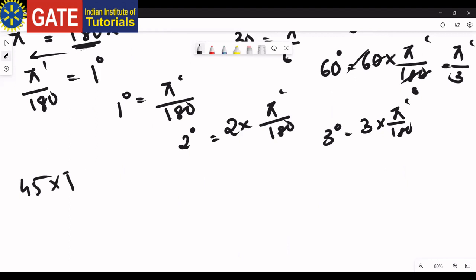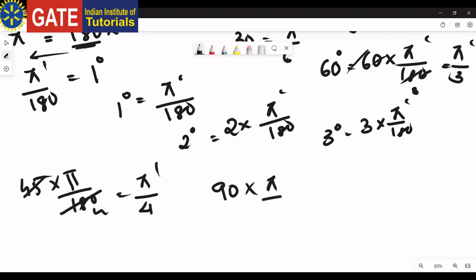45 into pi by 180. So this 180 and 45 get cancelled with 9, right? Or you can cancel it with 45 itself. 45 into 2 is 90, so 45 into 4 will be 180. So it will be nothing but pi by 4 radians. Got it? Similarly, for 90 degree, it will be 90 into pi by 180. In this case, cancel that, it will be pi by 2 radians. Got it? Like that, you can convert any degrees into radians. You need it when you start studying mathematics. So you can write the conversion formula very clearly.